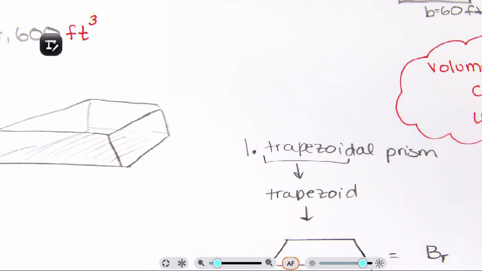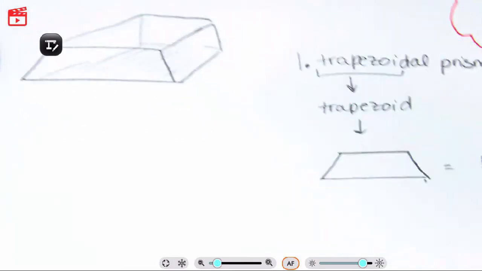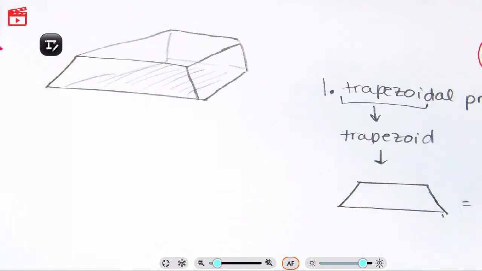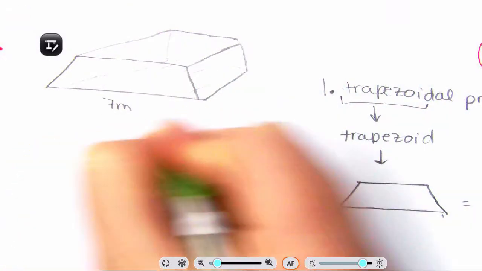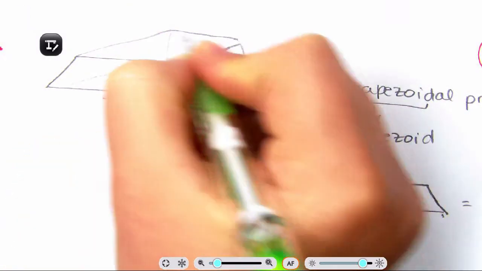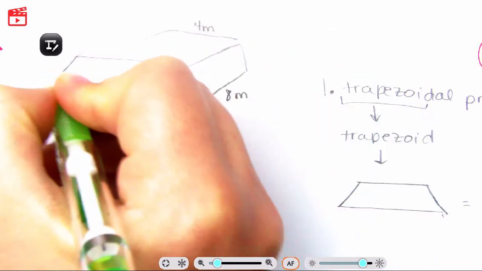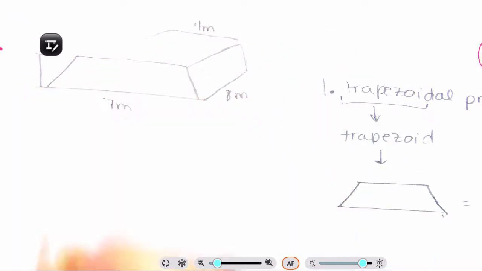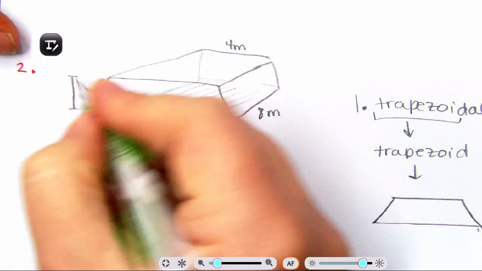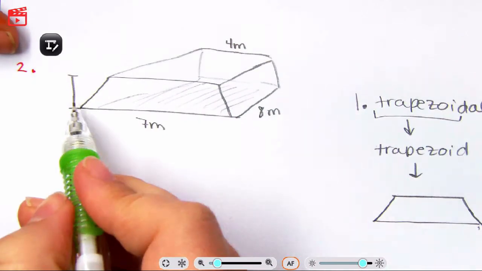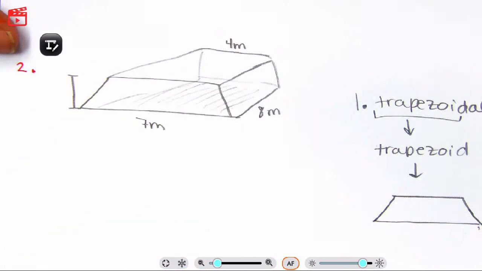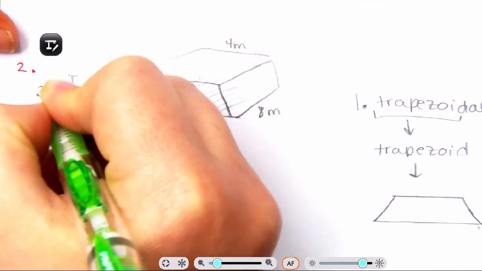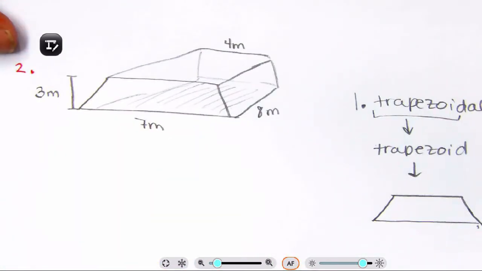So it's the area of the trapezoid. Let me shift this up just a little bit. All right, I didn't give you any measurements, so let's do that. This is 7, and this is 8, this is 4, and this is 3. Now notice this symbol right here, and that's telling you that it is perpendicular to the base, which means that is your height. Perpendicular to the base, that is your height.